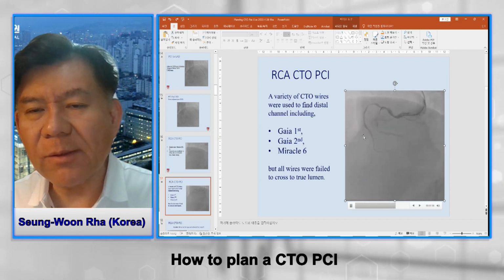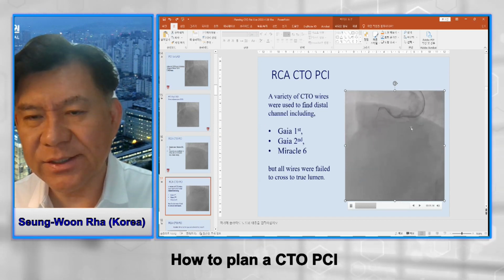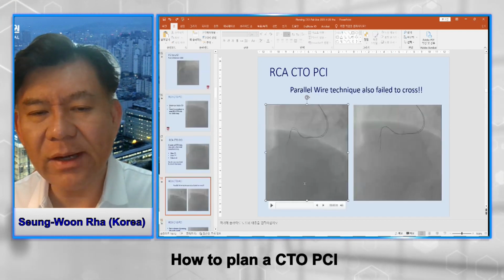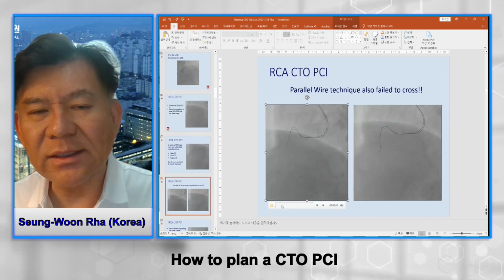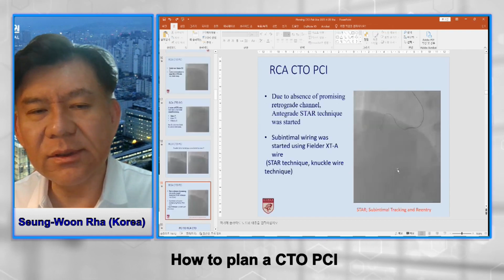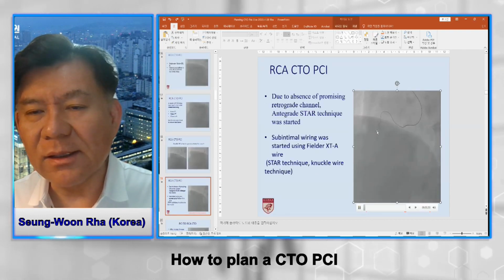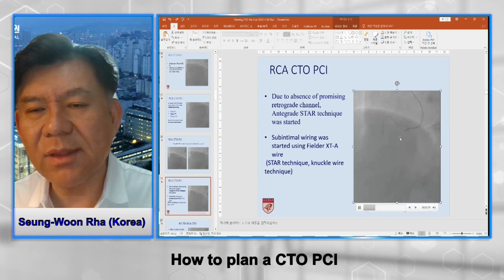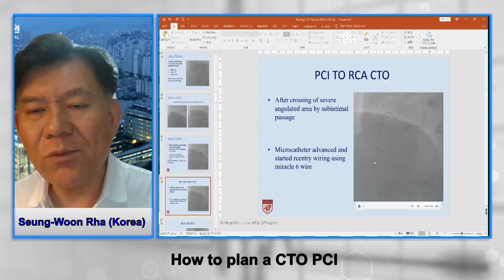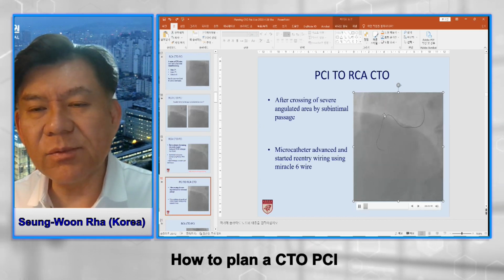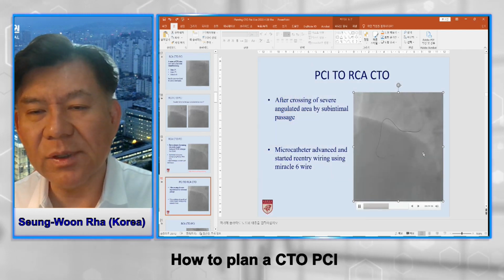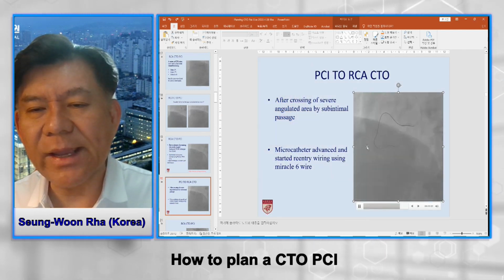And the stiffer the wire, the higher the chance of making dissection. So with the Gaia series and the Miracle series, every CTO wire with the parallel attempt, the parallel wire made more dissection. This failed to enter the middle segment. Then this CTO went to the star technique, the so-called subintimal tracking by the knuckle wire technique. Anyway, this is sometimes safer than just stiffer CTO wiring because it demarcates the vessel area.